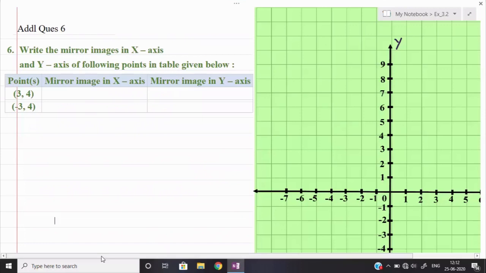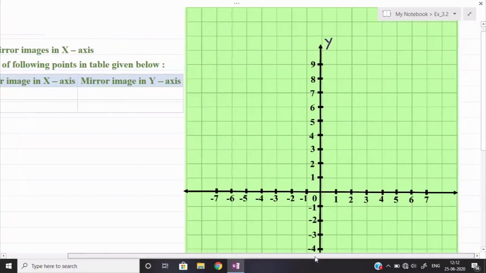Mirror image means exactly the same image will form, the same shape will form, but on the other side. Okay, for example, first of all you see (3, 4) is the given point. So where will (3, 4) lie? Suppose the vertical axis is my y-axis, which is already marked, and this is my x-axis. So x equal to 3 I will go, and then from 3 I will go to 4. So this point I will say is (3, 4). Right? Now the mirror image of (3, 4) I need to find out in both the x and y axis.